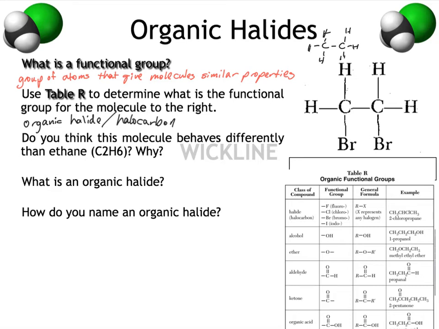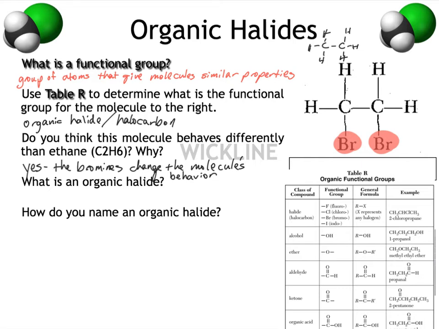And I think it's pretty safe to say that this molecule down here would behave differently, and the reason is because the two bromines are going to impart some of the halogen group properties to the molecule. So in short, an organic halide is just a carbon backbone with some halogen attachments. And now for the hard part, how do we name these organic halides?